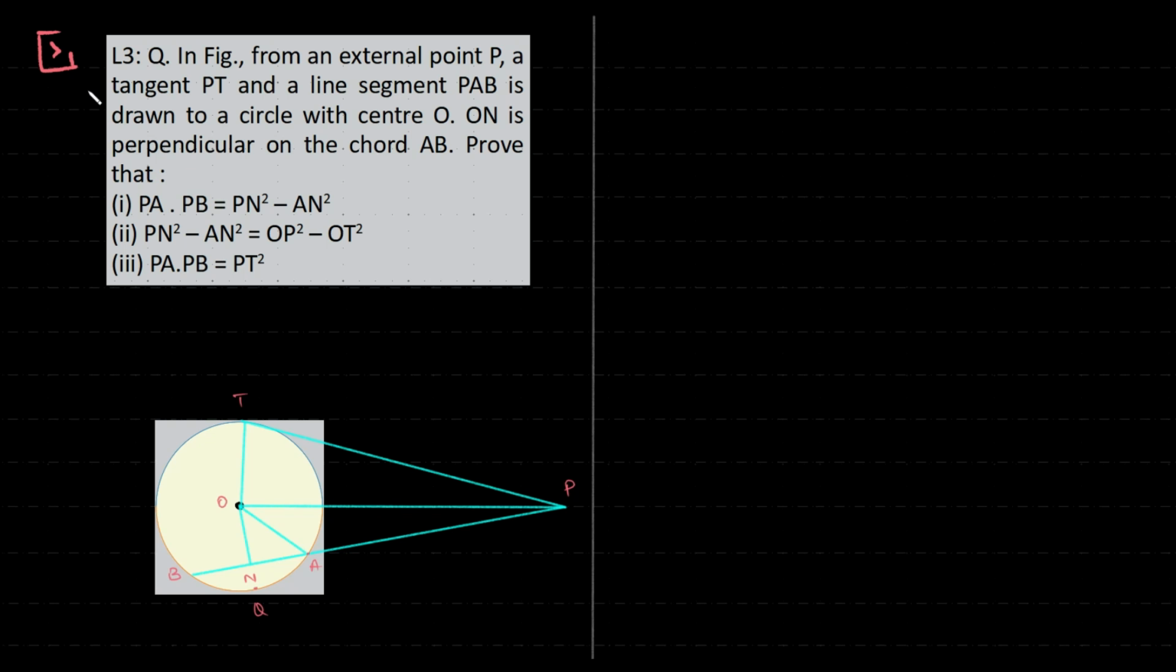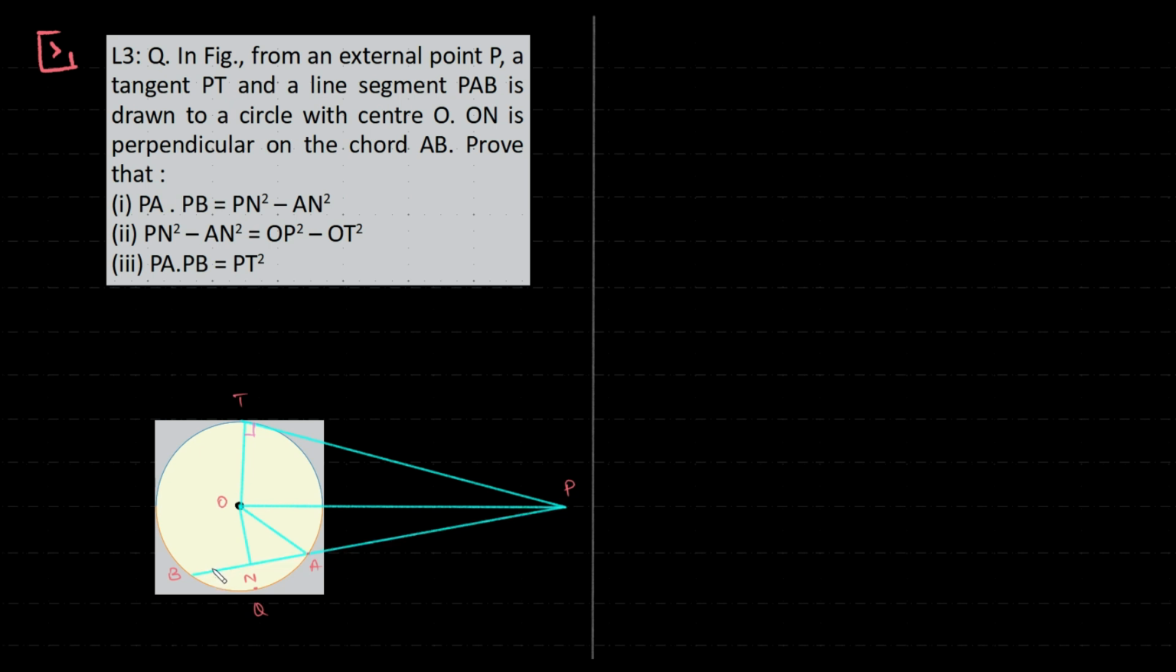In the figure, from an external point P, a tangent PT and a line segment PAB is drawn to a circle with center O. So let me read the question and show you what exactly the question is telling. From my external point P, so that's our external point P, tangent PT is drawn. So this is a tangent, making the radius and the tangent subtend an angle of 90 degrees. A line segment PAB, PAB is this, is drawn to the circle.